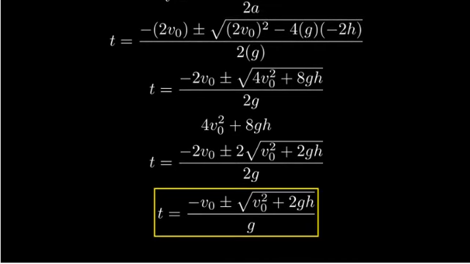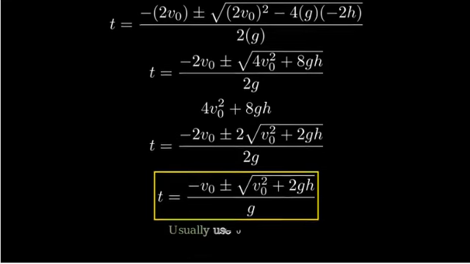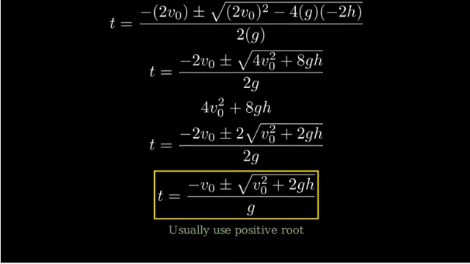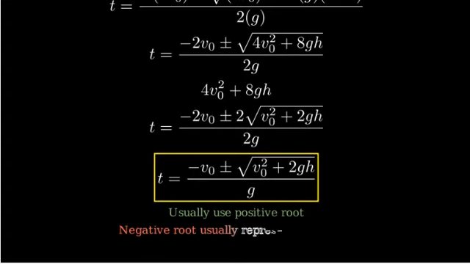t equals negative v0 plus or minus the square root of v0 squared plus 2gh, all divided by g. This equation gives us 2 possible times. In most physical situations, we'll use the positive root as it represents the time when the object reaches the desired height while moving upward. The negative root often represents when the object passed through that height on its way up before the time we started measuring.